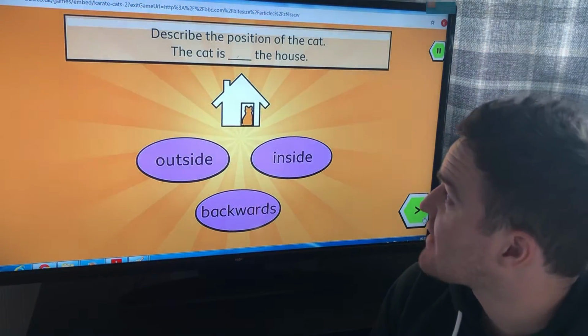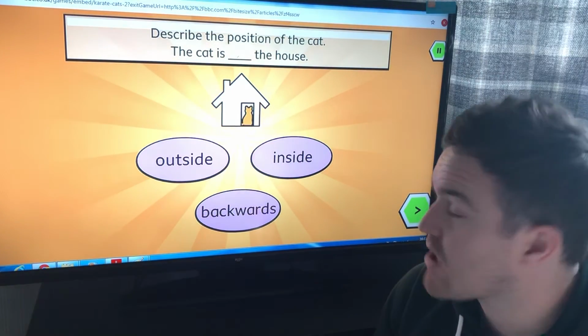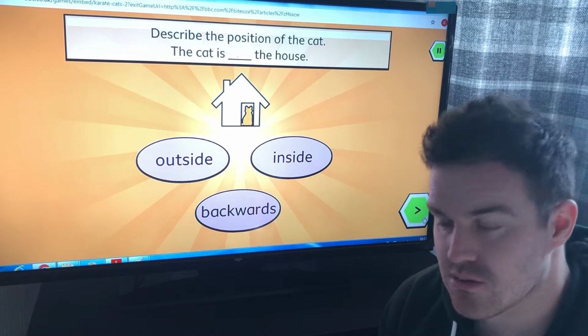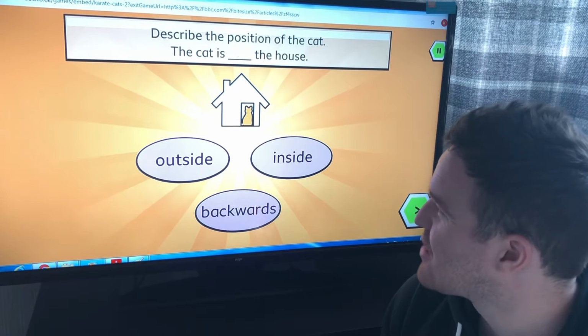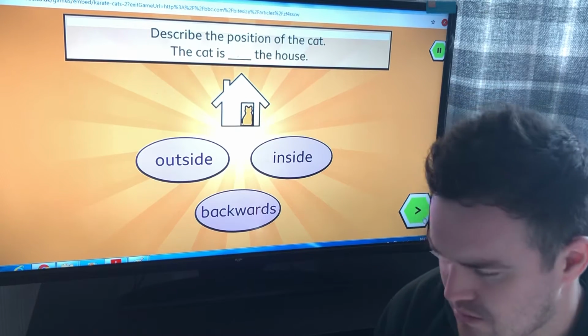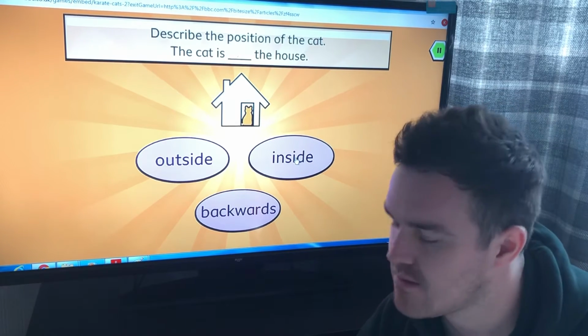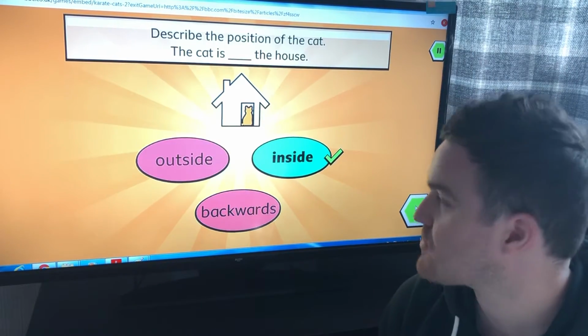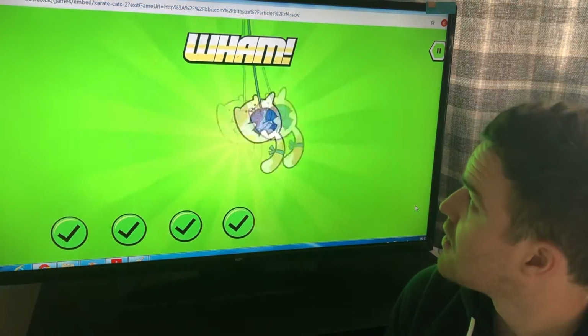Describe the position of the cat again. The cat is something the house. Is he outside the house, inside the house, or backwards? It's hard to tell, isn't he? He looks like he could be standing inside the door or outside the door. What do you think? I'm going to go for inside, but it looks like it could be either. I was lucky there. Phew.